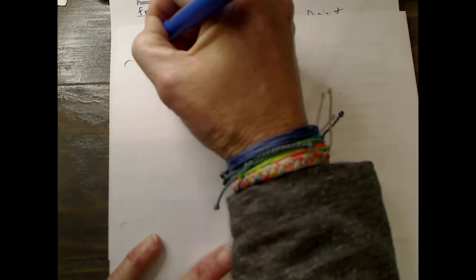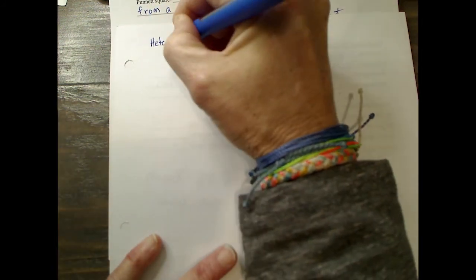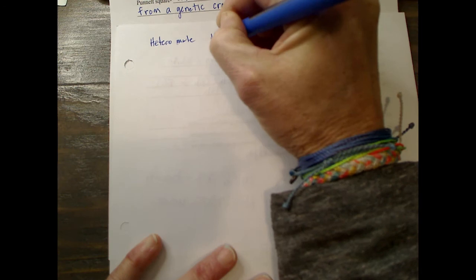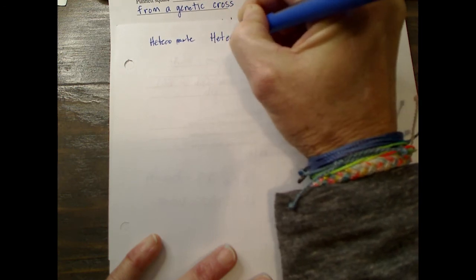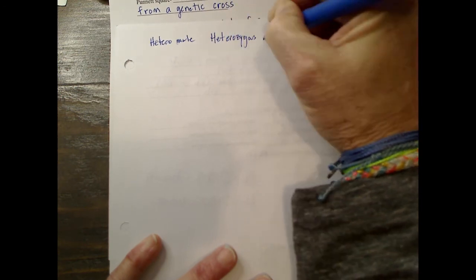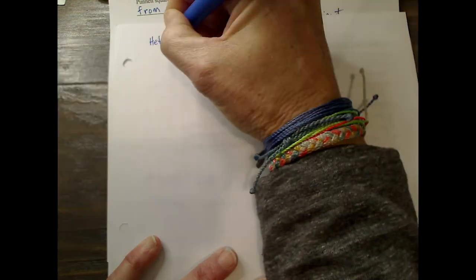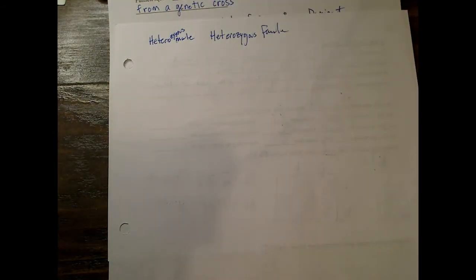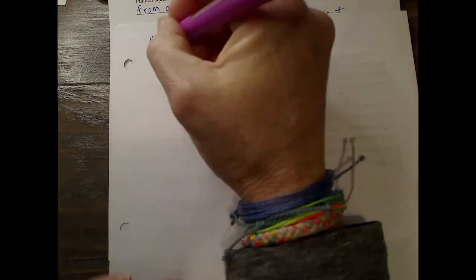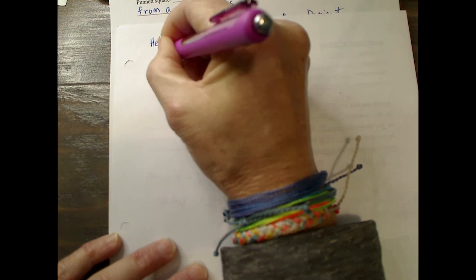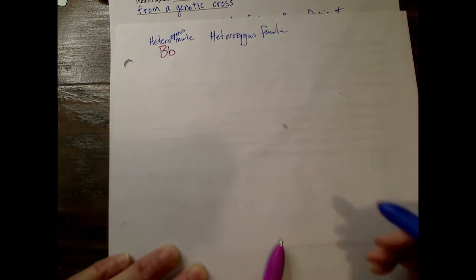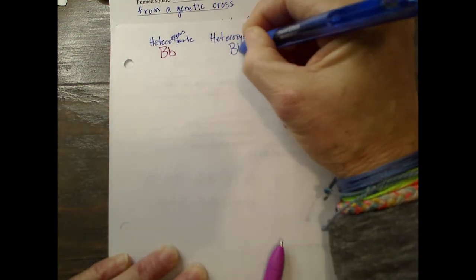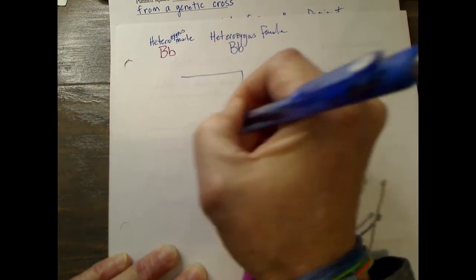So here we go. We're going to do a heterozygous male with a heterozygous female. And see what we get. And I'm going to do these with beautiful colors so that you can see. All right. Heterozygous means 1 of each, so big B, little b. Heterozygous female, big B, little b. And let's get one more Punnett square.